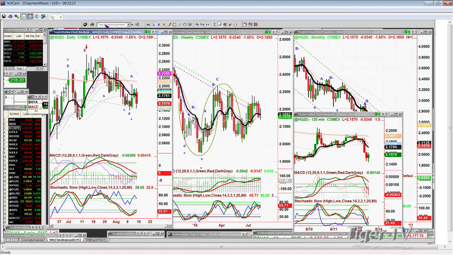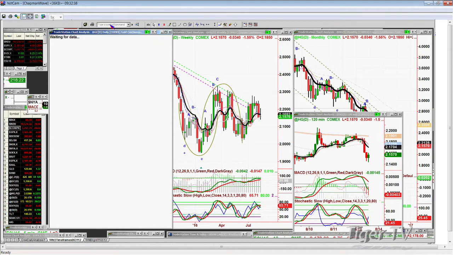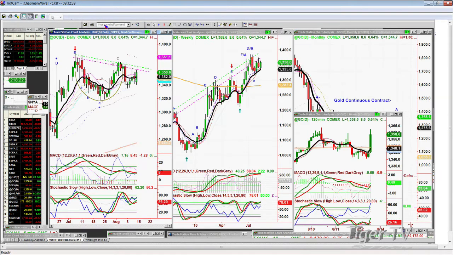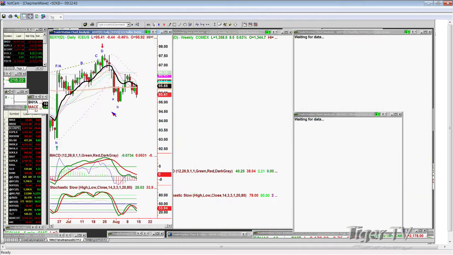Remember, for my subscribers to my opening call, I've been talking about this for a little while. What I've been saying is that gold, look at the chart, gold, the dollar, which is down 44 cents.